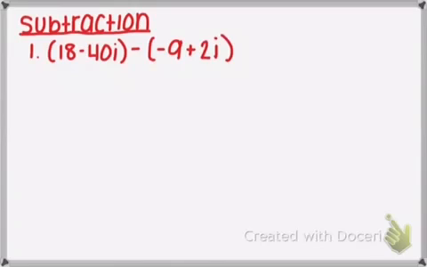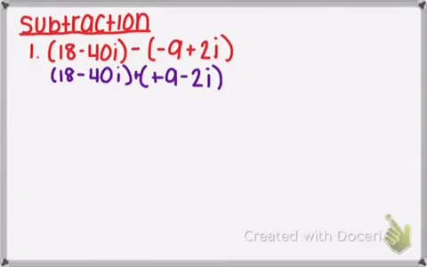When subtracting complex numbers, you also have to put the like terms together, except you take the negative that's in between the parentheses and distribute it to the second parentheses, which would make the negative 9 a positive 9, and the positive 2i a negative 2i. And once you have distributed the negative, you put the like terms together, so you take the 18 and add it to the positive 9, making it 27, and then the negative 40i added to the negative 2i makes negative 42i.